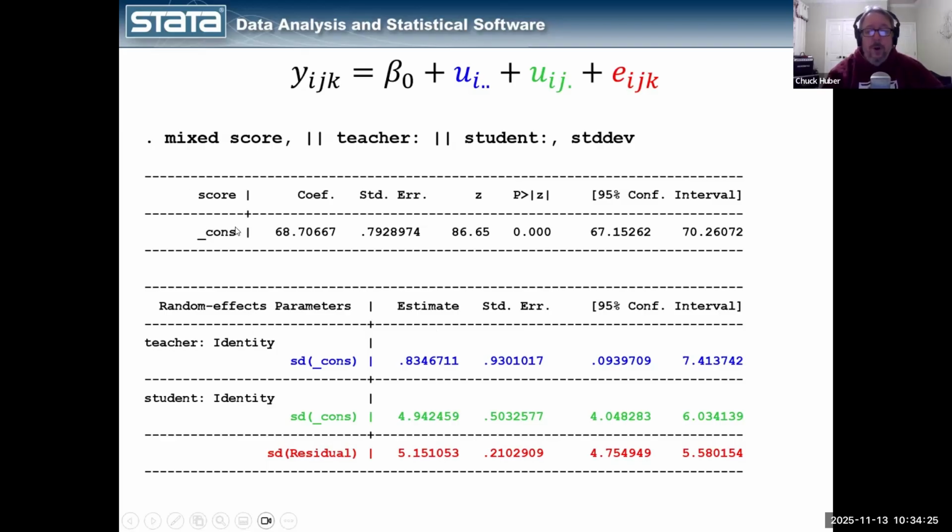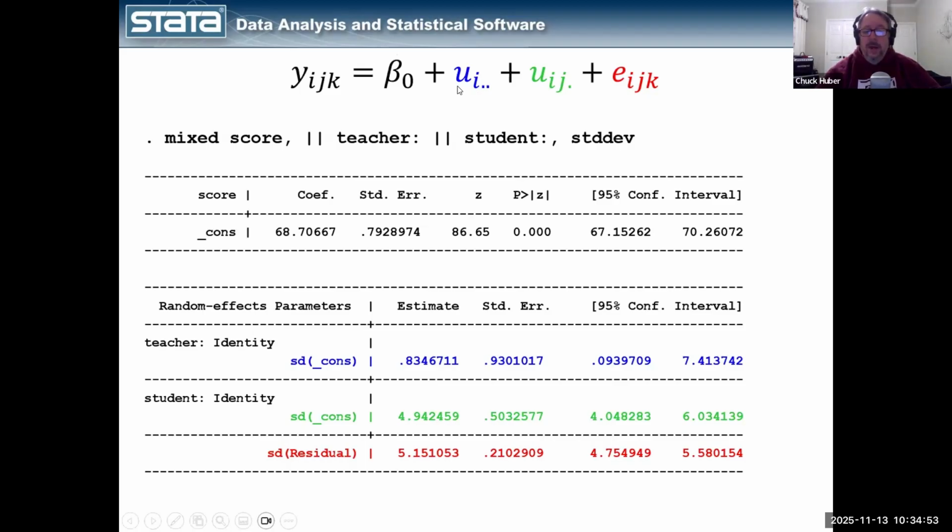So let's look at the four parts here. Underscore cons, that's Stata's way of labeling the intercept for the model, and it's 68.7. That underscore cons is this beta 0. That's the intercept. So we would say that the average test score in our sample here is 68.7. The average test score is 68.7. But then we have all these random parts, these error terms hanging off the end here. So what are those, and where are they in the output, and how do we interpret them?